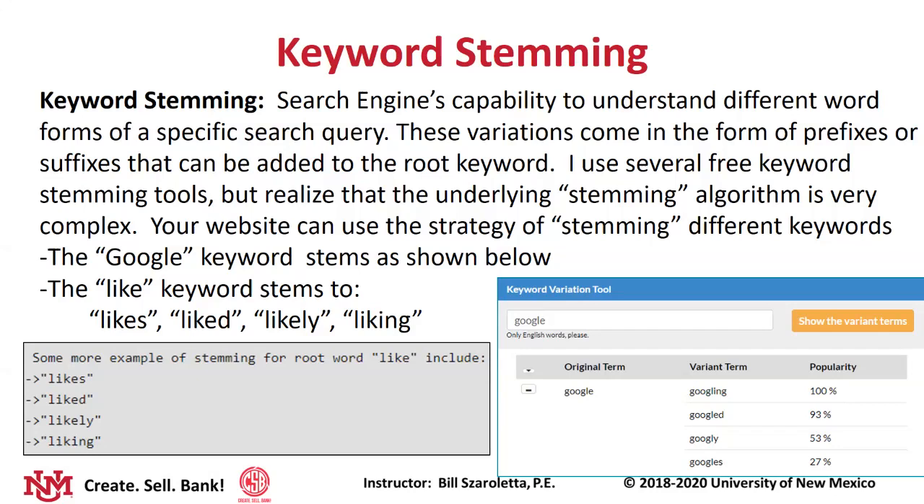Now, keyword stemming is really a search engine's capability to understand different word forms of a specific search query. And typically these are prefixes or suffixes that get added to the root keyword. And I use several free keyword stemming tools, but realize, and this is really an important part, that the underlying stemming algorithm or algorithms are very, very complex, and they're not always correct. I'm going to show you an example down here at the bottom of the page.